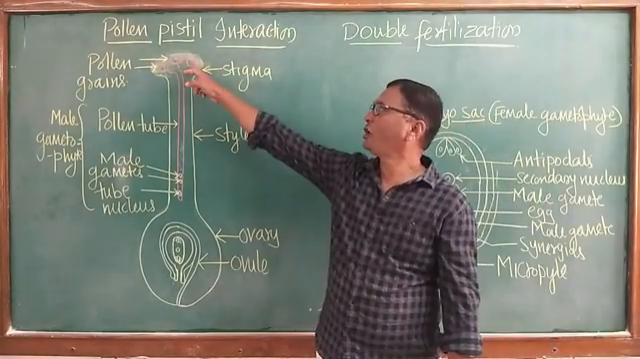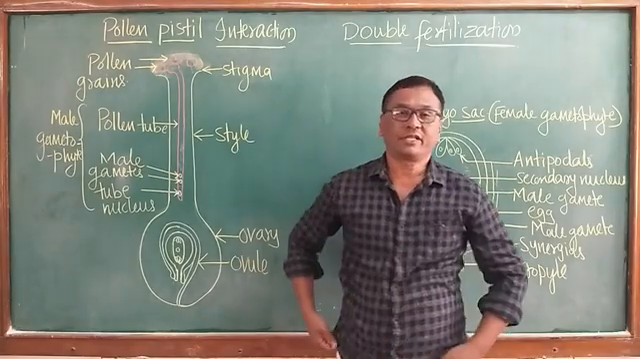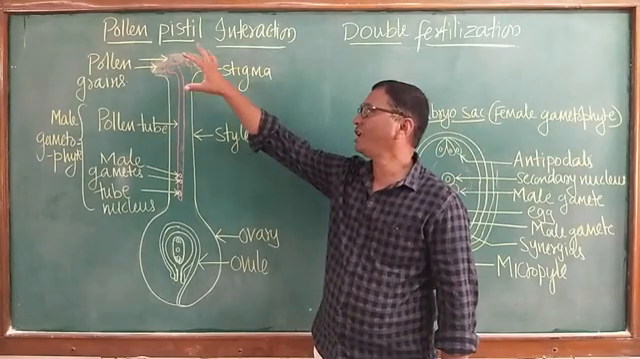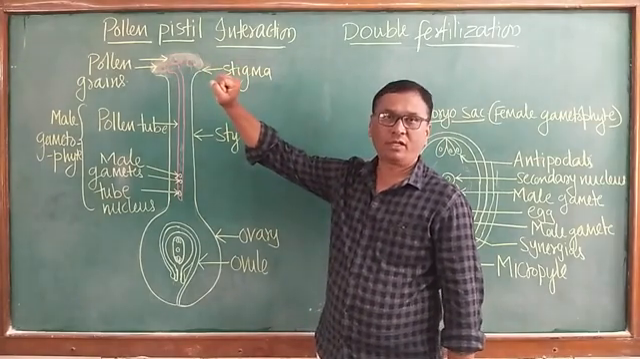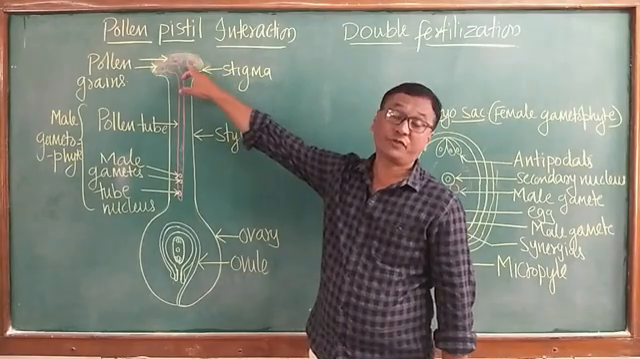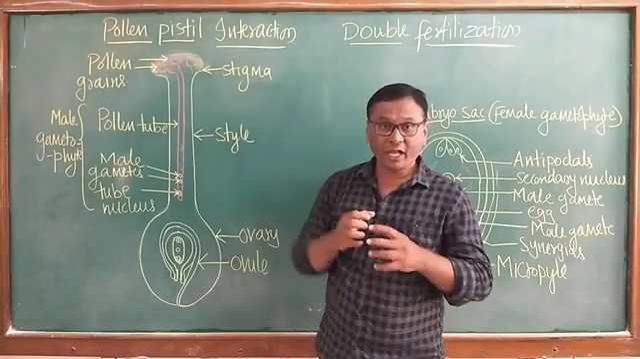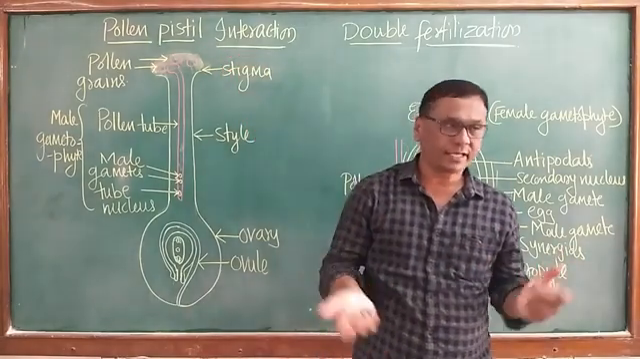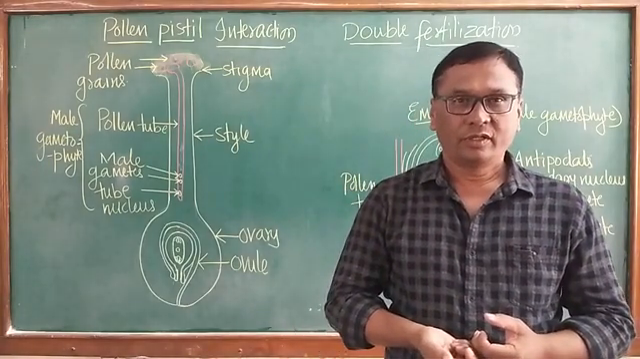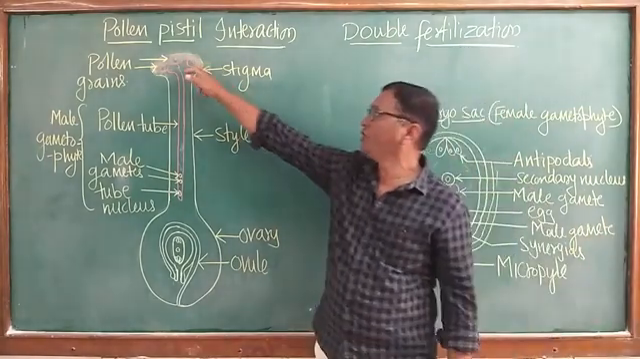The compatible pollen grain absorbs necessary chemical substances from the stigma as well as water through the germ pores which are present in the exine. And when it absorbs water and necessary chemical substances, pressure is created in the pollen grain from the inner side.